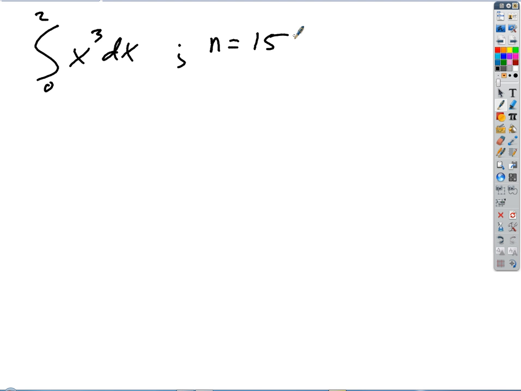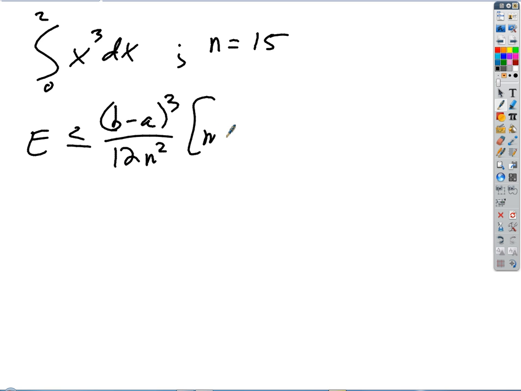Okay, let's just first of all use the error formula to see what is the maximum error that we're going to get with n equals 15. Okay, how much error can we expect at worst, right? So our formula then, E is less than or equal to, remember what it was? Good, (B minus A) cubed over 12n squared times that weird thing, the absolute value of the second derivative, right?